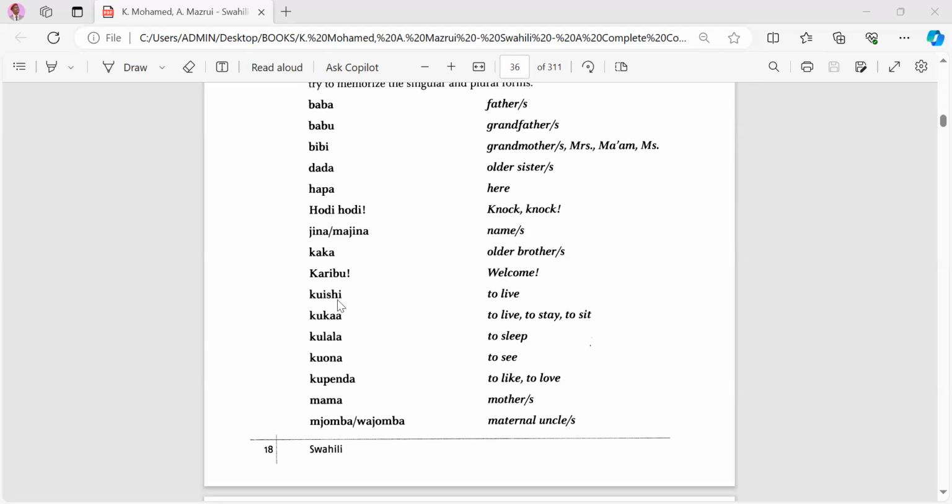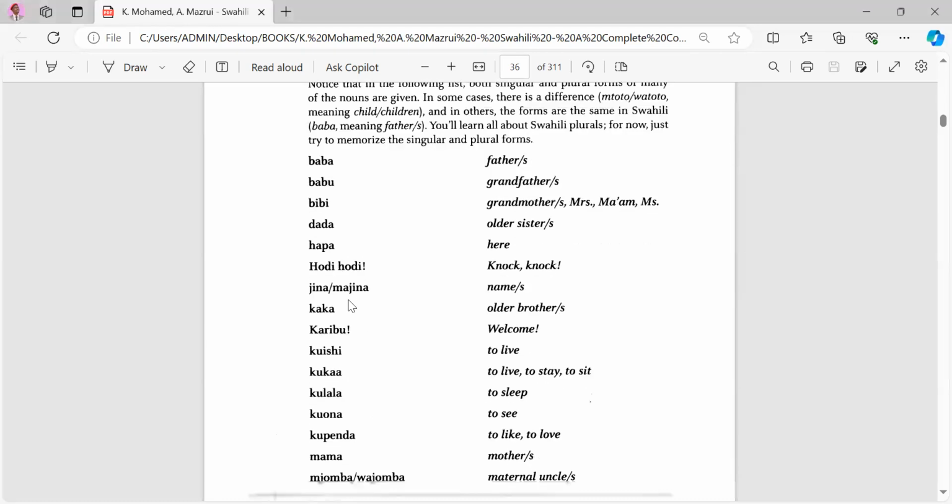Any other concern? Any other question? I think we are done. So this one is BB, not bye bye, BB. Then there's Babu, then there's Baba. So you realize they are almost related. Baba means father, Babu means grandfather, Bibi means wife or mother or miss. Dada, older sister. It's here.